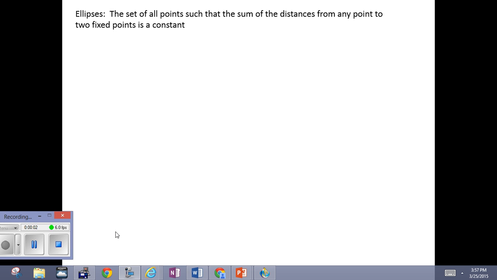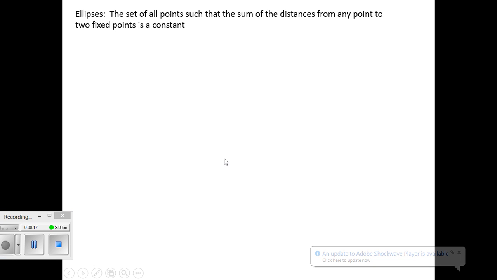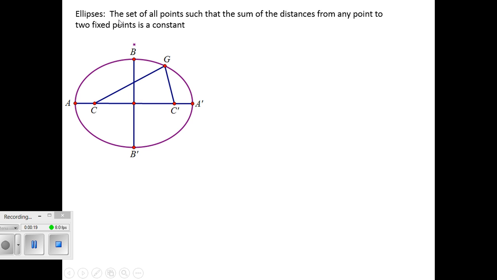Okay, now, guys, we're going to take a rather laborious look at the derivation of the ellipse, working from its definition. The definition is, as you can see here, an ellipse is a set of points such that the sum of the distances from any point to two fixed points is a constant. Now, what that says is here.